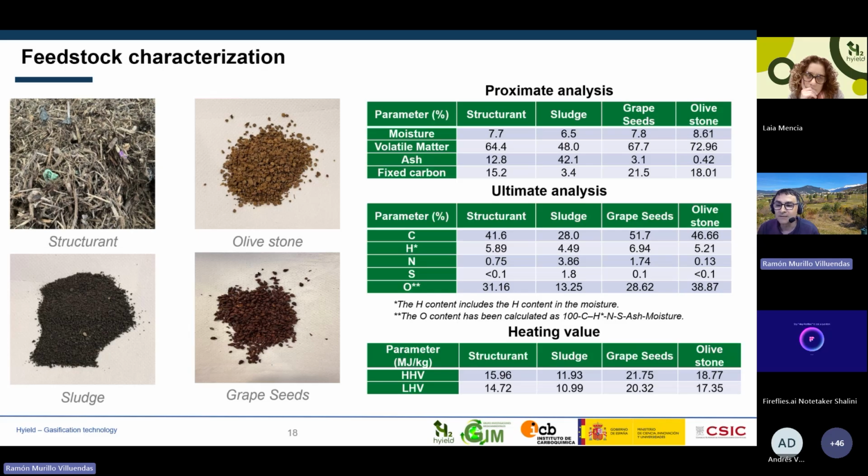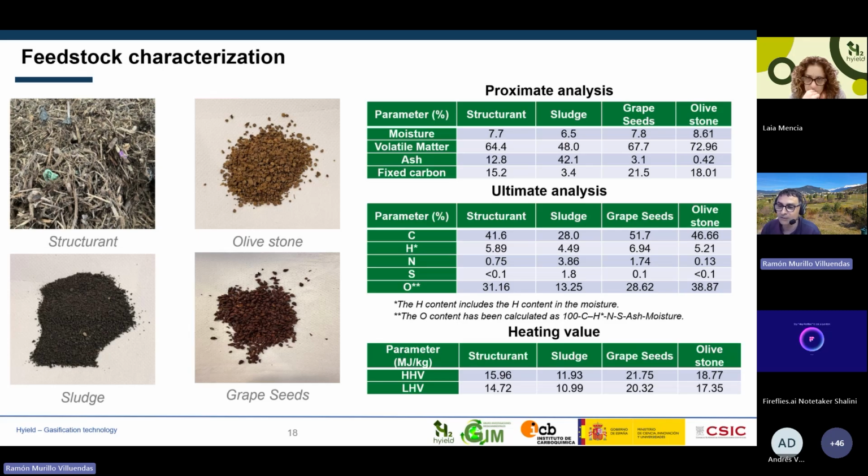It contains a significant amount of ash and fixed carbon, and it was pelletized before being used in the gasification experiments. This pelletization step was necessary to improve feeding stability and make the material suitable for continuous operation in the pilot plant. The ultimate analysis also shows clear differences between the feedstocks, particularly for sewage sludge.